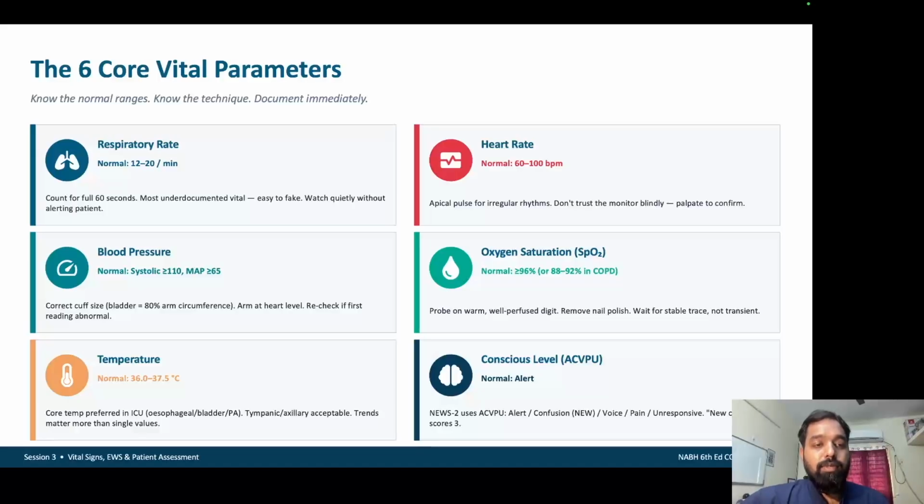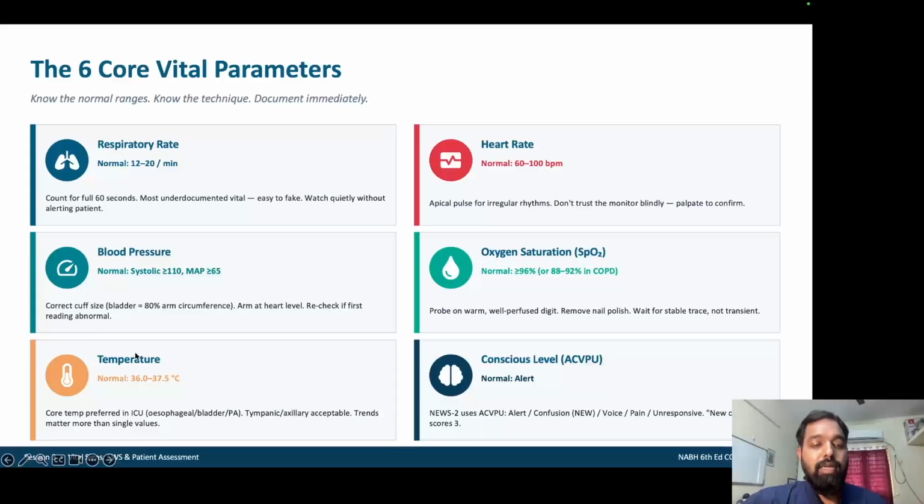Regarding the BP: systolic, diastolic and MAP. Normal systolic should be more than 110, and MAP should be more than 65. We should make sure the cuff size is appropriate. When you look at the cuff, inside it there is a rubber bladder. It should be at least 80% of arm circumference. Keep the arm at heart level, and recheck if the first reading is abnormal.